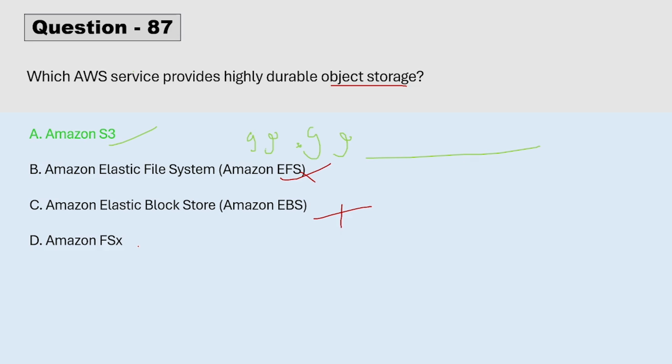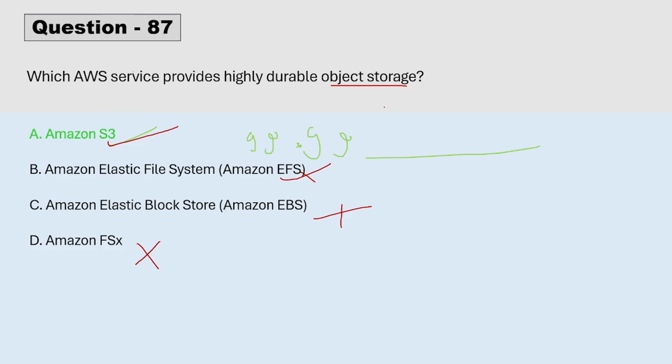And Amazon FSx, this provides fully managed file storage and it is not focused on object store. So this is also not correct. This is designed for Windows file servers or Lustre file systems. So this is not correct. This was quite an obvious answer actually. Object store, highly durable, Amazon S3 is the answer.